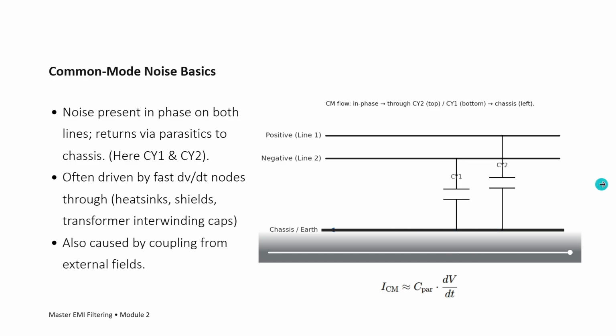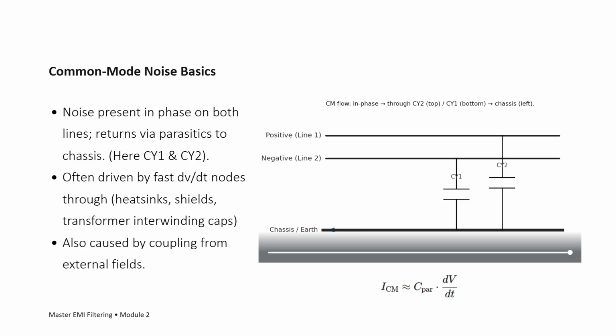Common mode noise is often driven by fast dv/dt nodes through heat sinks, shields, transformer interwinding caps. It's also caused by coupling from external fields, like inductive coupling or capacitive coupling, caused from sources that are outside the device that we are concerned with.